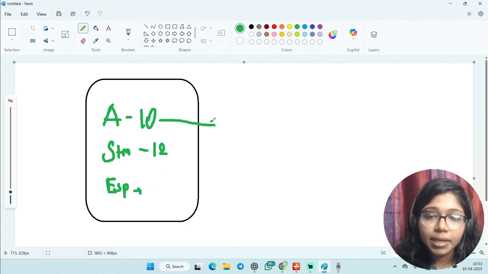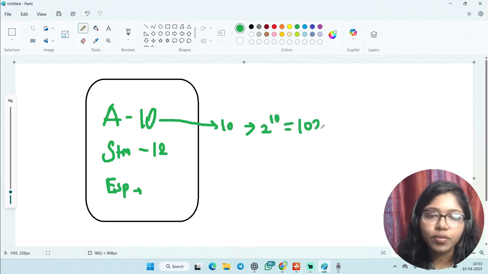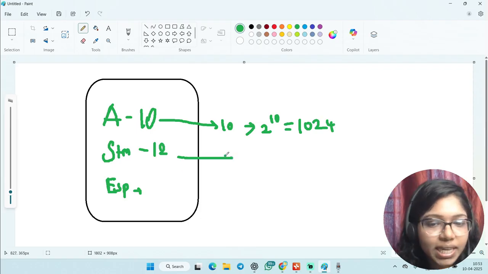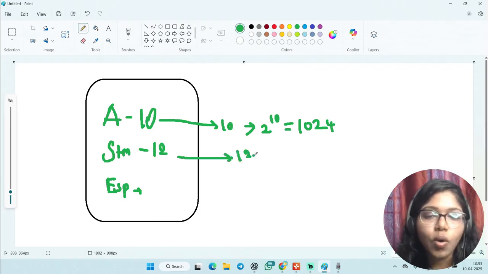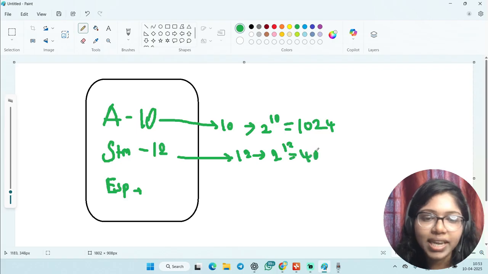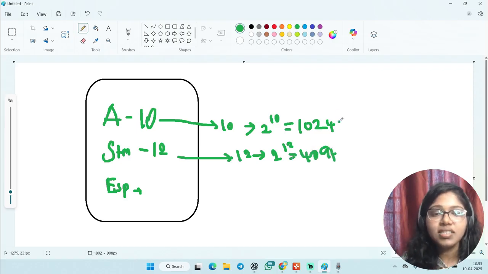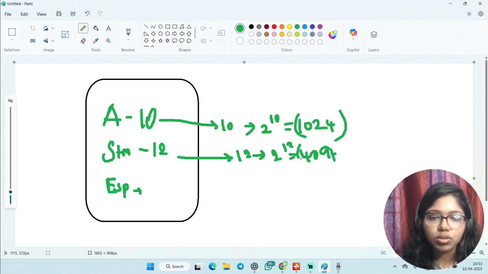So if it is 10 bit, you can acquire data of around 2 to the power of 10. That means you will get 1024, right? If it is 12 bit, then 2 to the power of 12, so you will get some 4096 values. So these are the resolution values.